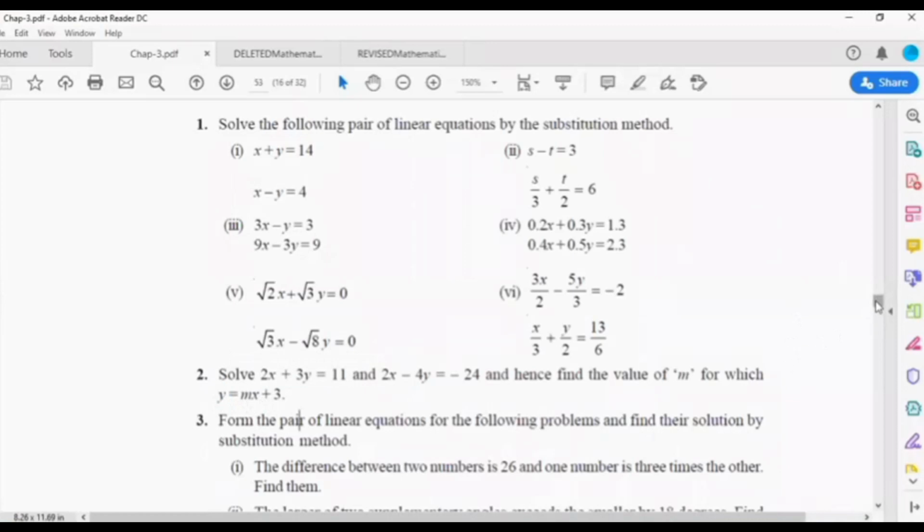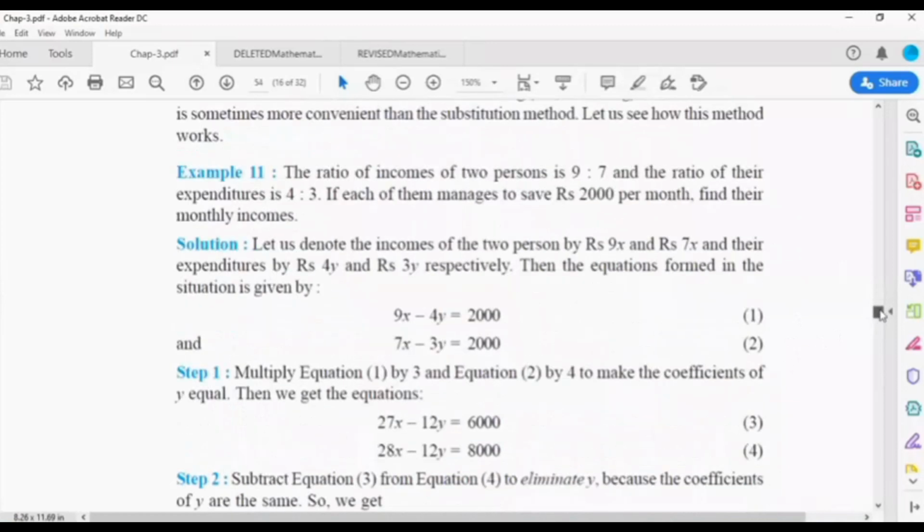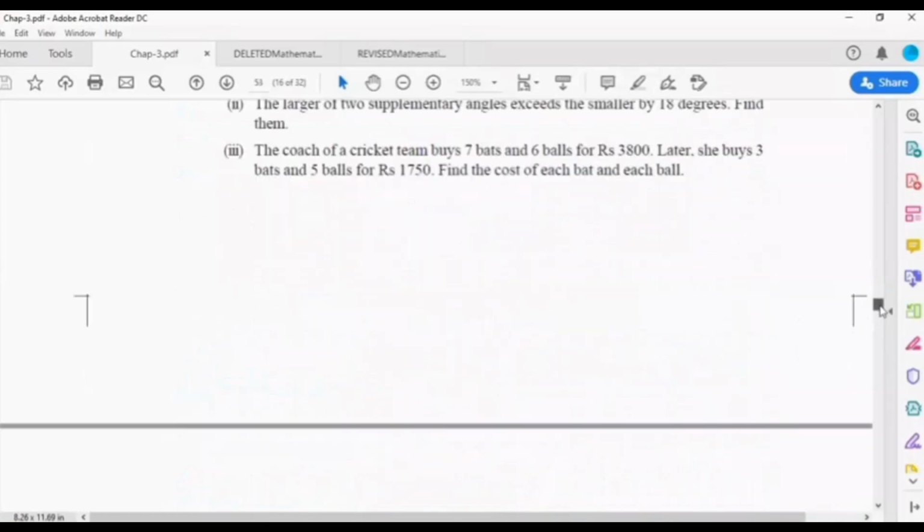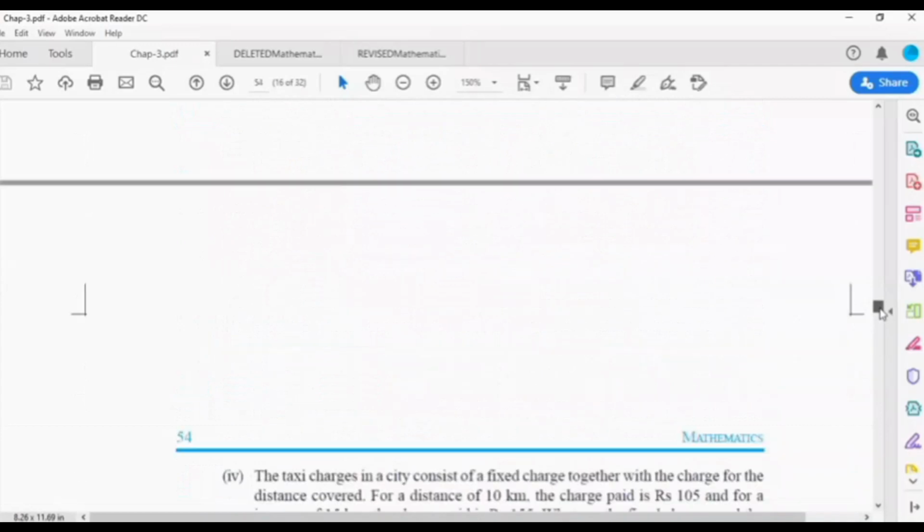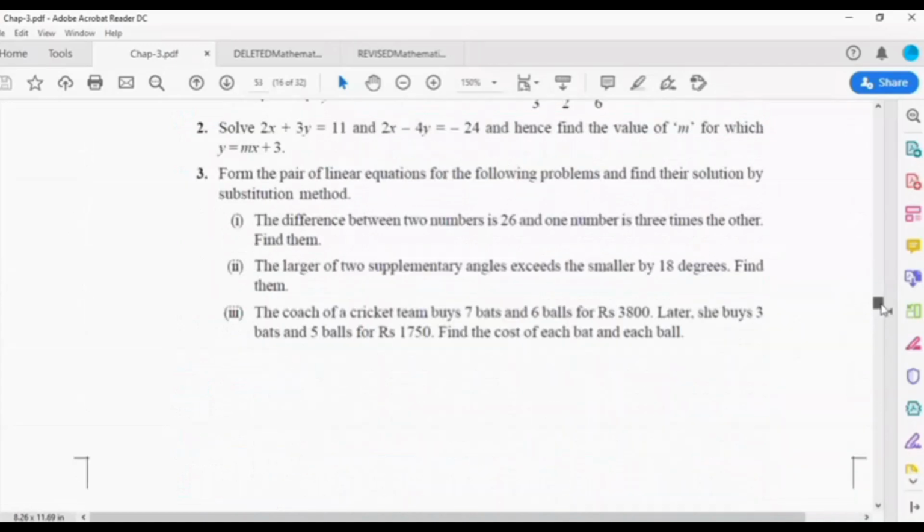And in the third question, the equations are not directly given. In the third question, there are 6 questions, but the pair of equations are not given directly. So you read the question, and you should be very careful when you form the equation. If you make a mistake when you form the equation, all the remaining work will be wasted. Write all the steps. Okay.